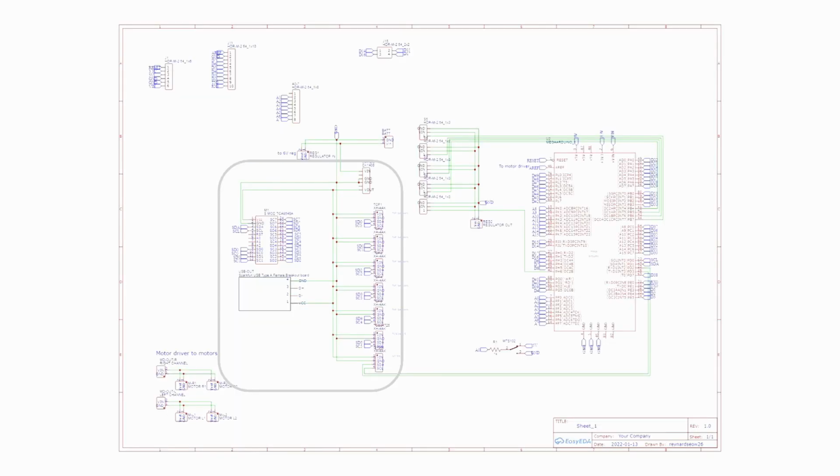So this is the schematics for the PCB. We have two lifelines, a 5-volt line which connects to the sensor, and a 6-volt line which connects to the servos and the motors.